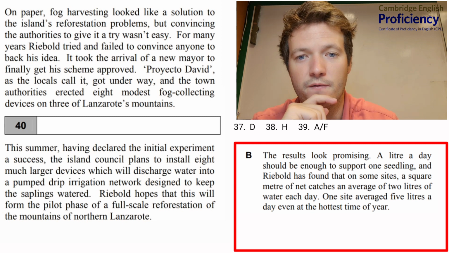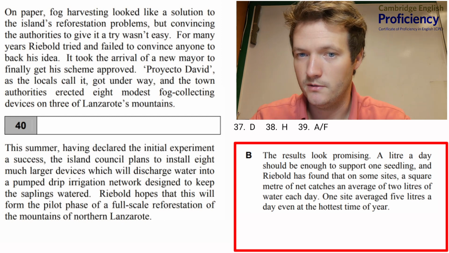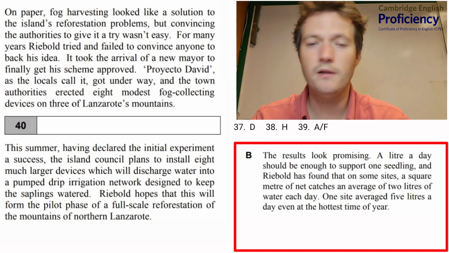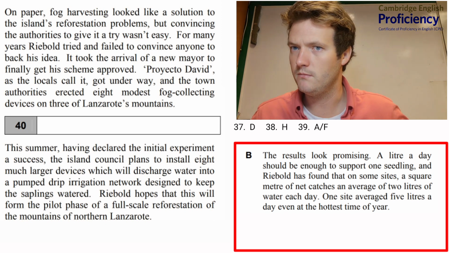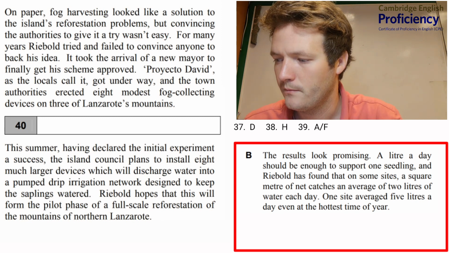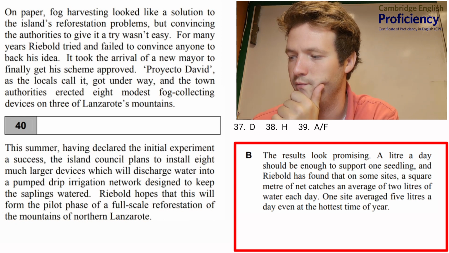Important now, the next paragraph. This summer, having declared the initial experiment a success, the Island Council plans to install 8 much larger devices. Well, yeah, it's a success because of what we've just said in B. Yeah, I think it's very clear. I think we've got 37, 38, and 40, I think are very clear. I think we've got D, H, and B written off now.